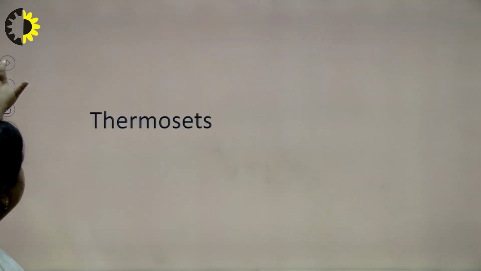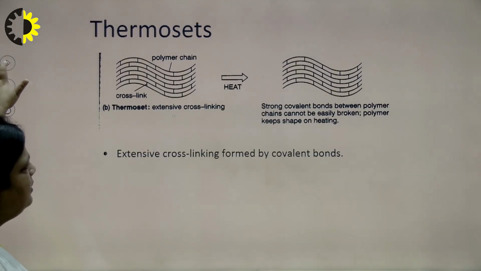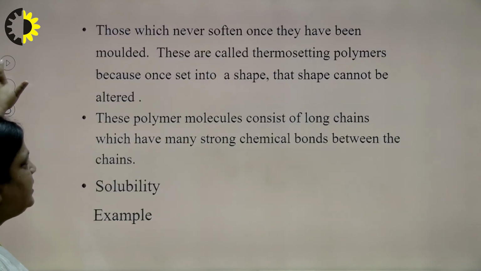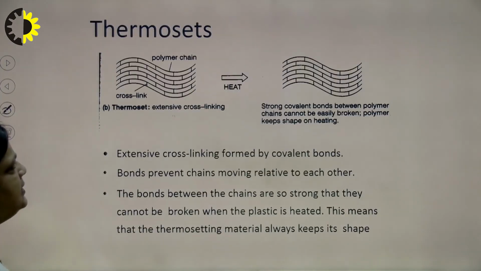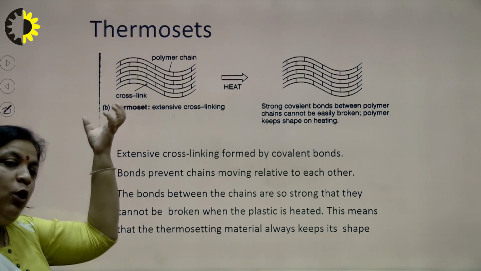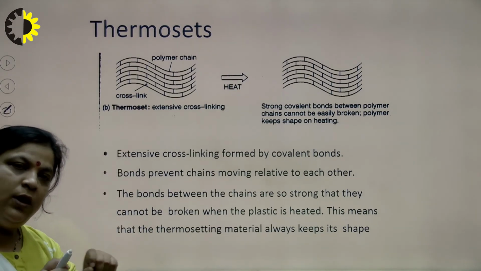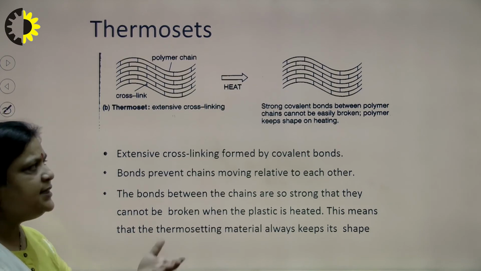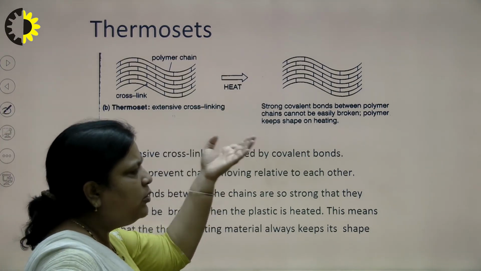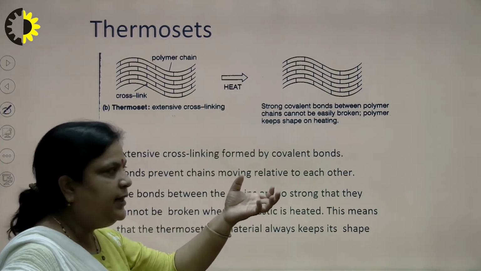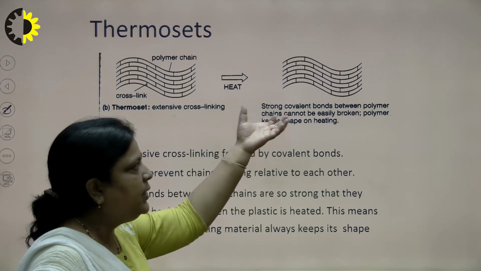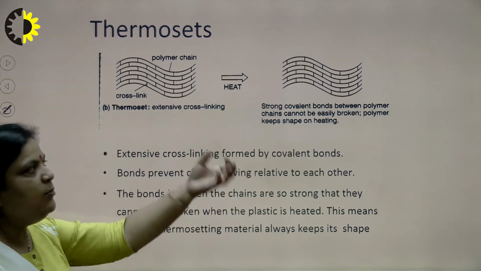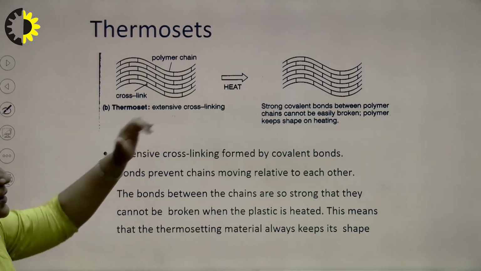Now, next is thermosetting. Thermosetting means set. It means the polymer chains are bonded with a strong covalent bond, or we can say there is a strong force. So, on heating they don't become soft. So, remolding is not possible in this case.